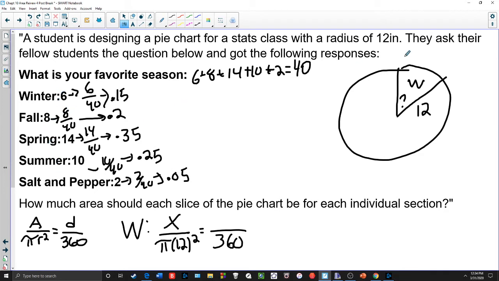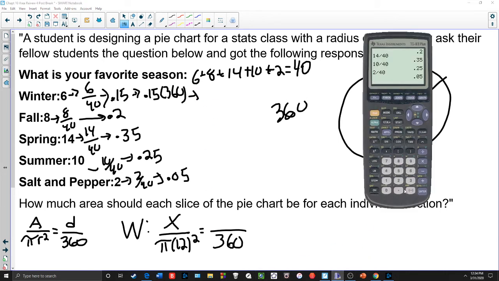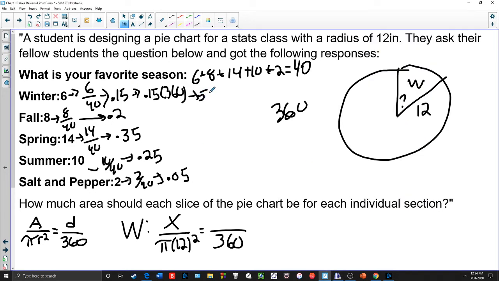How do we figure out the degree? Well, we know that the full circle is 360 degrees, right? So if winter is 15% of the responses, how many degrees does that make? I'm going to take my 0.15 and times it by 360, and that will get me the degree. So 0.15, because that represents winter, times 360 degrees means we should have about 54 degrees for representation.